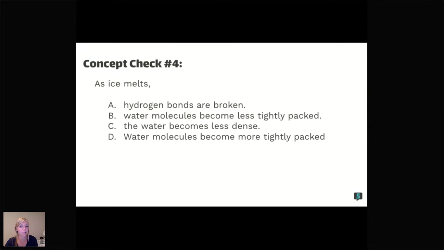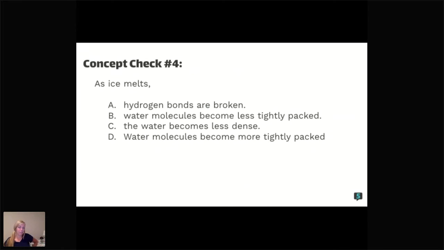As ice melts, A, hydrogen bonds are broken. B, water molecules become less tightly packed. C, water molecules become less dense. And D, water molecules become more tightly packed. I just realized there's 2 correct answers here. Sorry about that. There are technically 2 correct answers, but there's one that's more correct in my opinion.